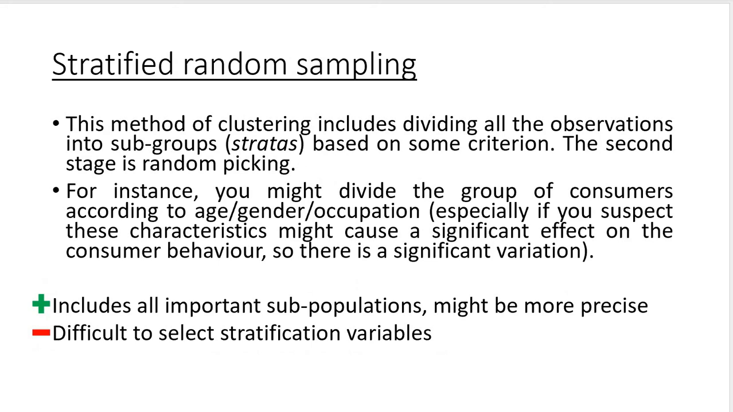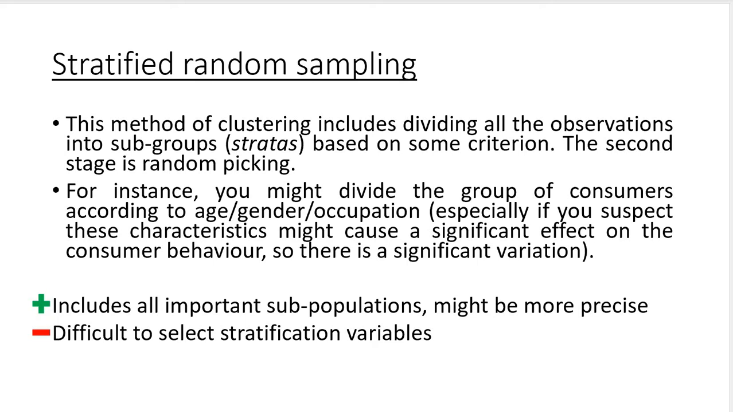Stratified random sampling is something used more frequently. So basically, this method is about dividing all the observations into subgroups, stratas, that's why it's called stratified random sampling, based on some criteria. And then, after you are done with this initial stage, you can proceed to the stage of randomized selection. So first you divide into some groups and then you go for simple random sampling. You can divide, for instance, the entire group of consumers according to age, gender, or occupation.